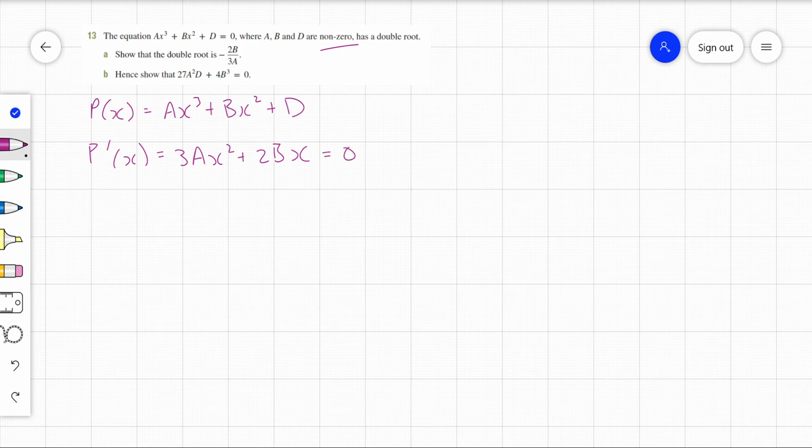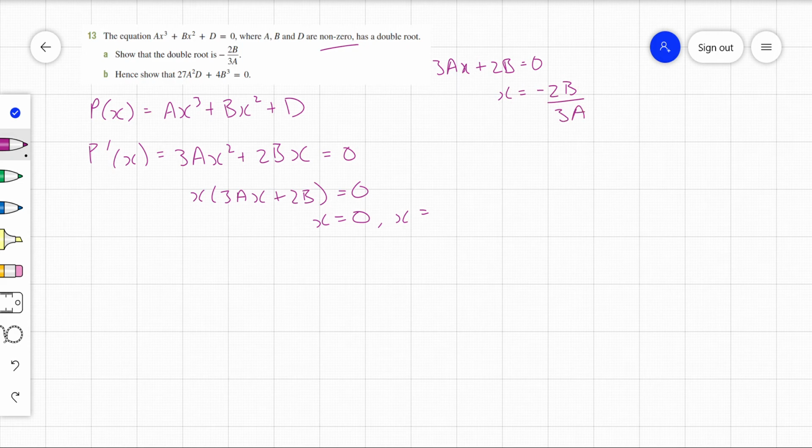Now, if we have a double root, that would have to equal 0, right? Because it's a double root. So let's have a look at factorizing that, because we can. We would get this. So if that equaled 0, either x would equal 0 or we would be solving 3ax plus 2b equal to 0. So you can see that x would equal, if I minus 2b first and then divide by 3a, I get x equals negative 2b on 3a.